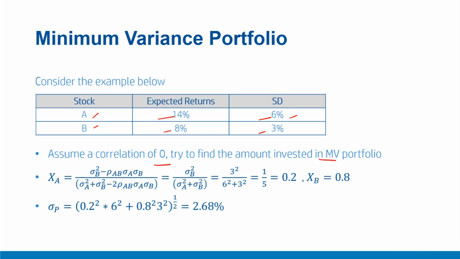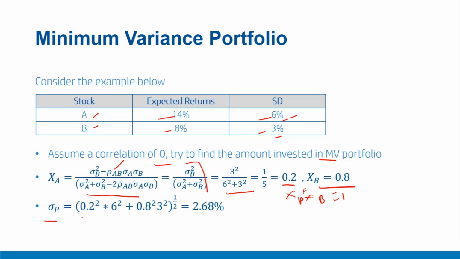Now, if we assume that the correlation between these two stocks is 0 and we would want to find the minimum variance portfolio for this particular correlation, we need to solve for this expression, and putting rho AB equal to 0, we are left with this term, and given that the risk for B is 3% and A is 6%, we get XA equal to 0.2. Since we already know that XA plus XB equal to 1, we get XB equal to 0.8, and therefore we can compute now sigma P with the expression known to us.